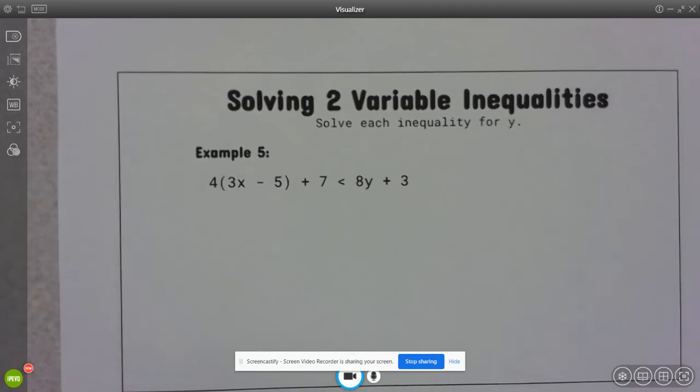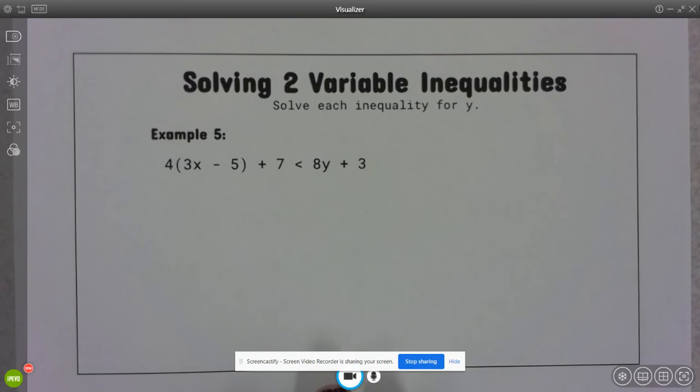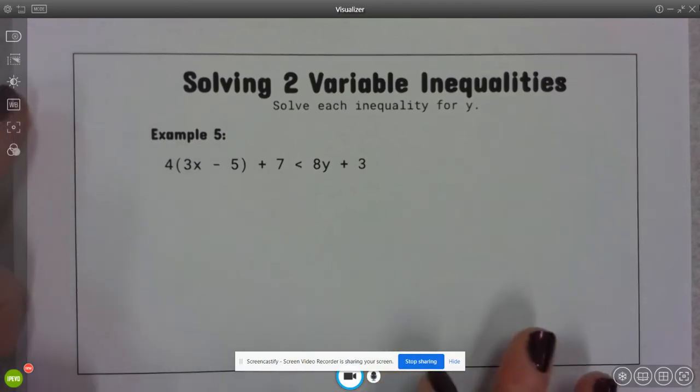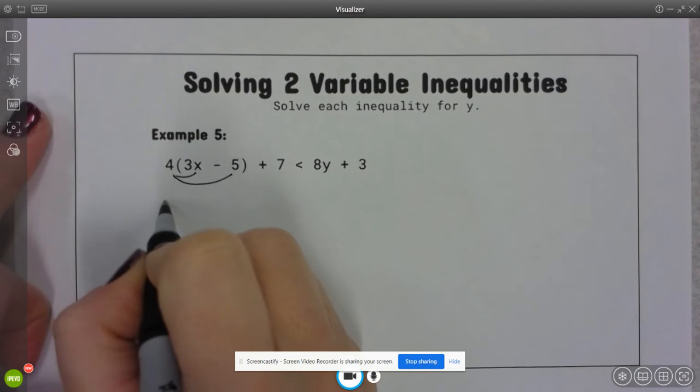One more example. I want you to pause the video here. Try this example without me. And then unpause it, come back and see how you did. I'm going to distribute first.